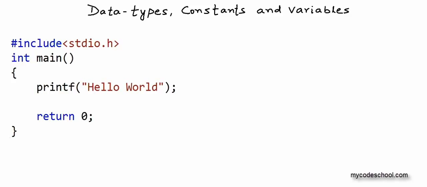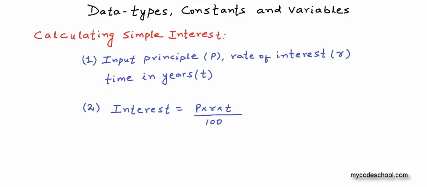Let's try to understand this through an example. Let's say we want to perform this task of calculating simple interest. The data that we will work upon will be principal amount, which will be a positive number. It can be a real number because it can have fractional part. Rate of interest, once again, it can be a real number because it can have fractional part. Time in years will be a positive integer. To calculate the interest, we will have to perform 2 multiplication operations and 1 division operation. We will have to use this formula.